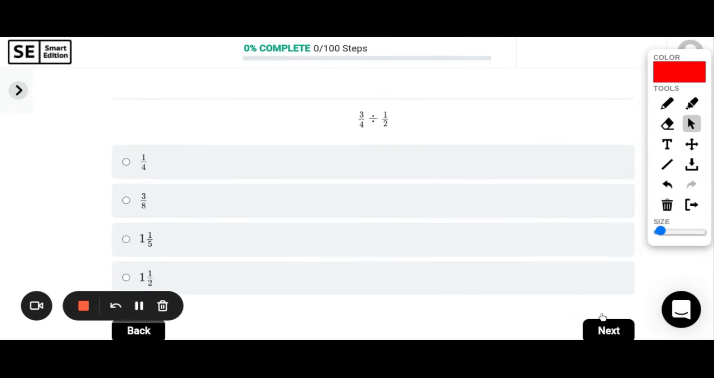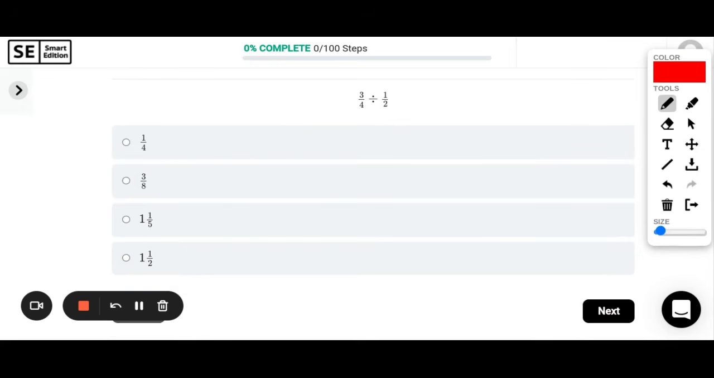Okay, we are chugging right along. We only have a few more questions together. Let's check out a division problem. So 3/4 divided by 1/2.